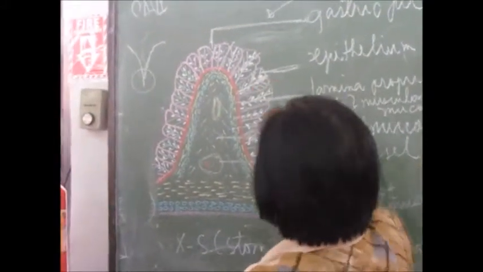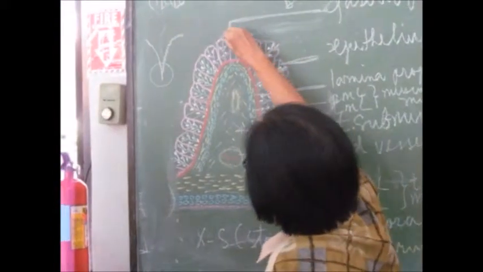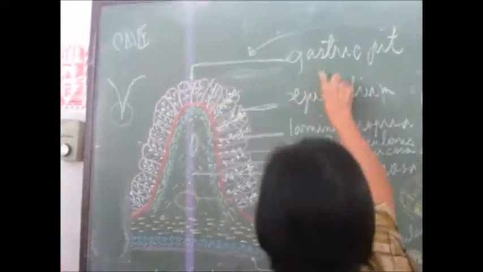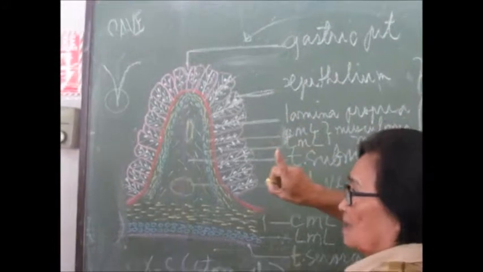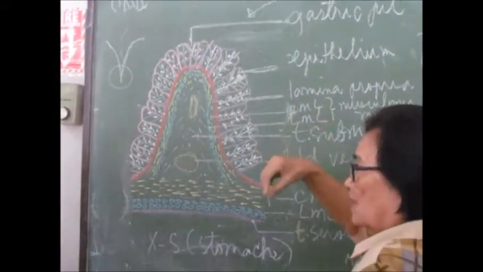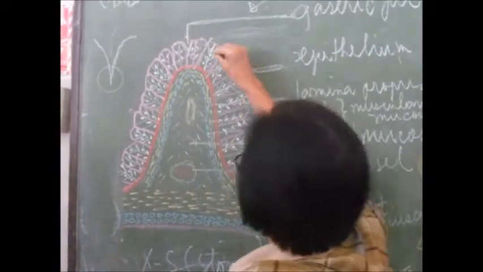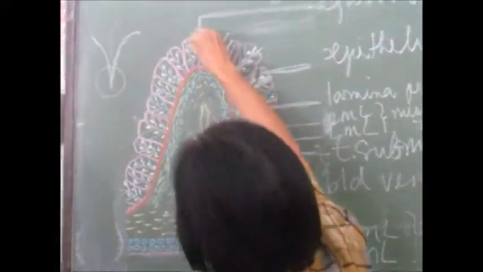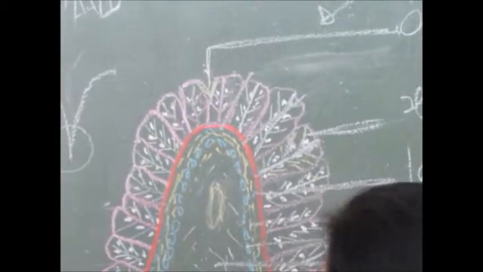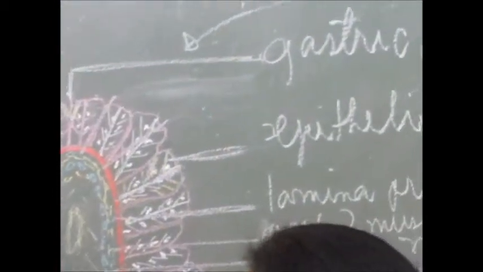Now the spaces between the columnar cells are the gastric pit, meaning the opening towards the gastric gland. Are you following? So you have here the gastric pit, P-I-T.